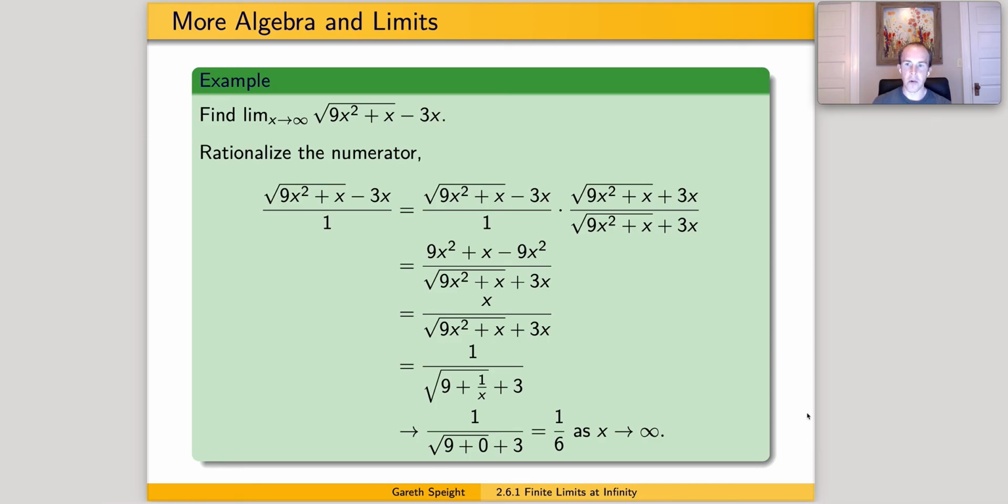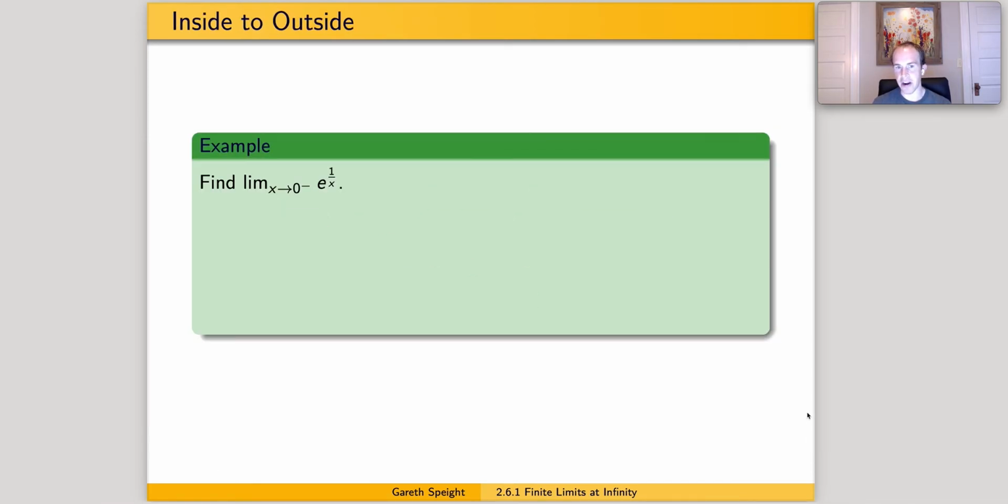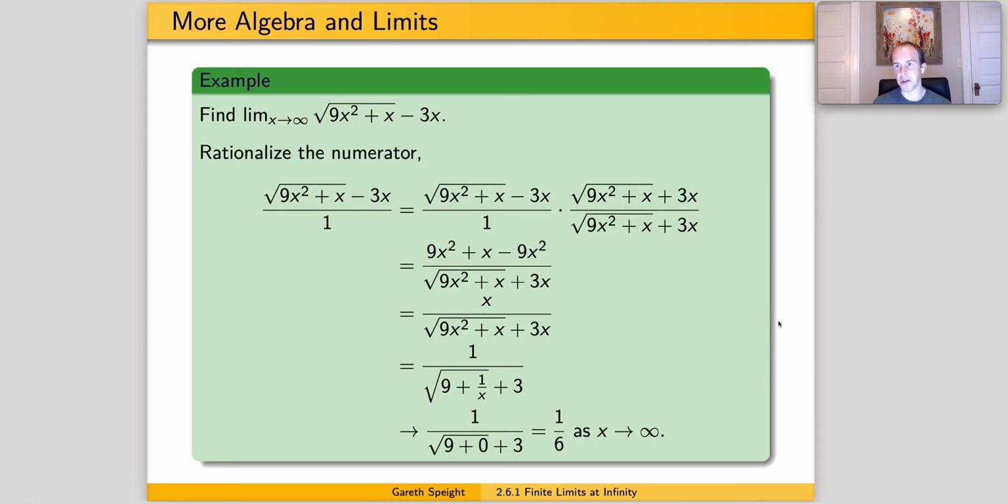Okay. So with fractions, as x goes to infinity, if they have the same degree on the top and the bottom, then you should divide top and bottom by the highest power of x. If the bottom has a strictly higher degree than the top, then it should go to 0. If the top has a strictly higher degree than the bottom, then it should go to infinity, which we haven't talked about yet, but we will get to.